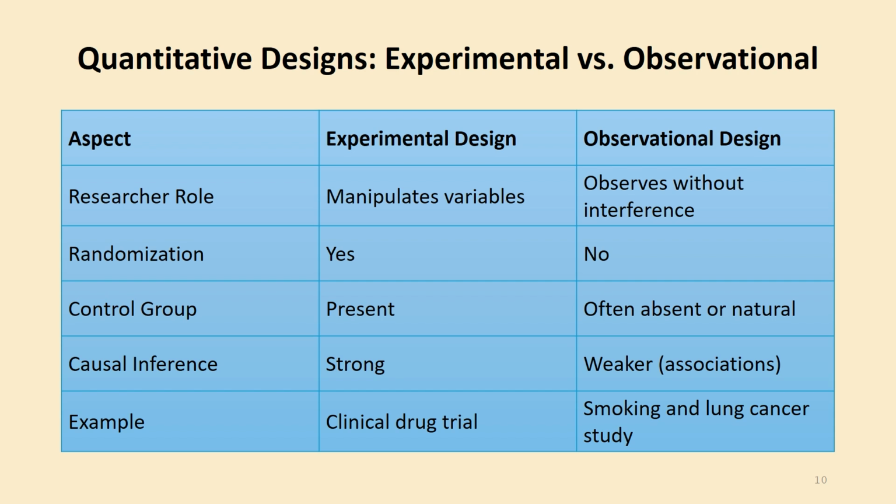Control group present. Causal inference: strong causal inference. Example: clinical drug trial. Observational design, you can see here. Researcher role: observe without interference. Only observe. Randomization: no. Control group often absent or natural. Causal inference: weaker, associations. An example: smoking and lung cancer study. So, this is how these two designs are different. You can use them according to your requirement and the nature of the study.